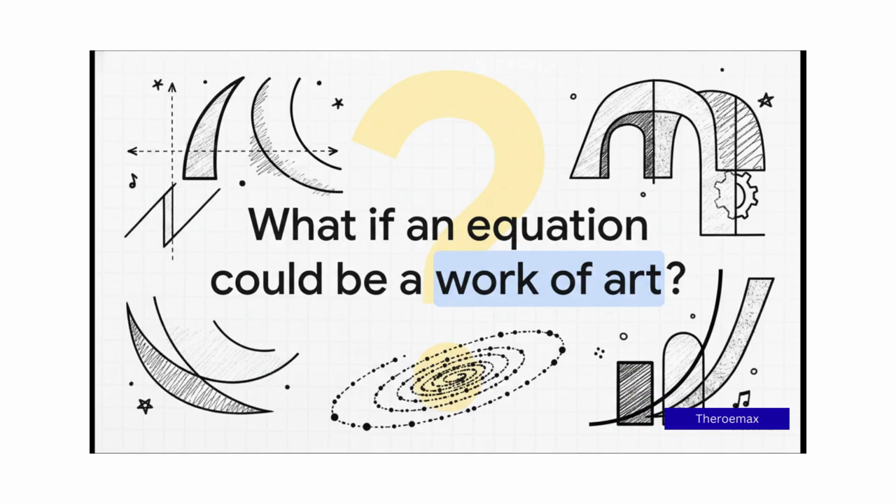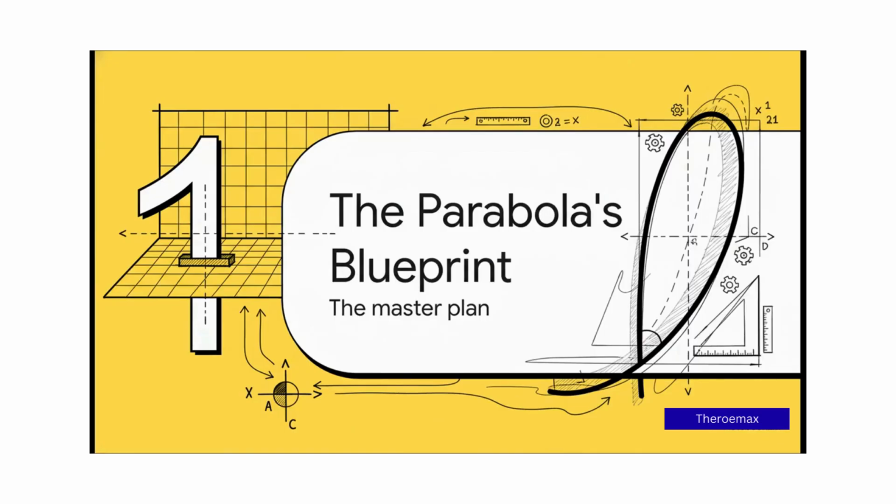So let's treat this less like a math problem and more like a creative project. Every great structure starts with a plan. For us, that plan is the quadratic equation. This is the master blueprint. It contains every single instruction we need to build our curve perfectly. So our first job, it's learning how to read it.